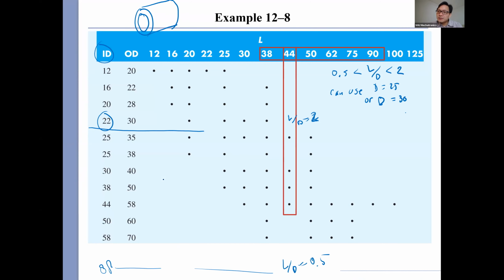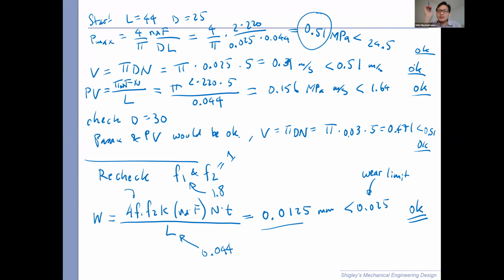There are several options for diameter, and we choose 25 or 30. Both work. If you selected 38, then most likely you will violate the velocity criteria. We check everything is okay. We put in F1 equals 1.8 again, and it's still okay. So we have our solution. Any questions?